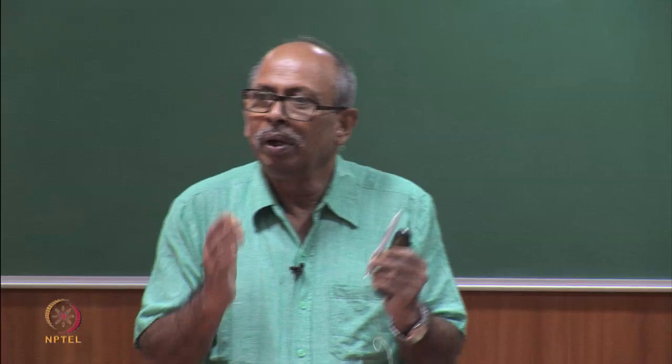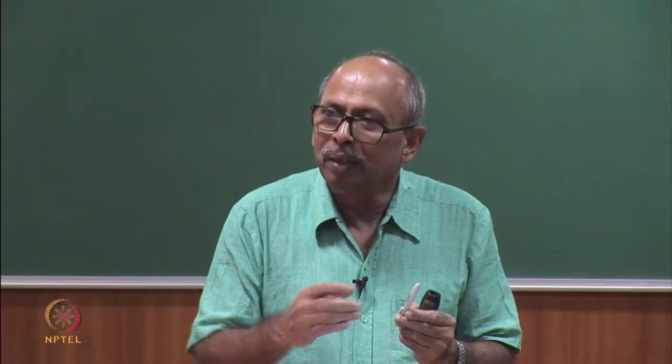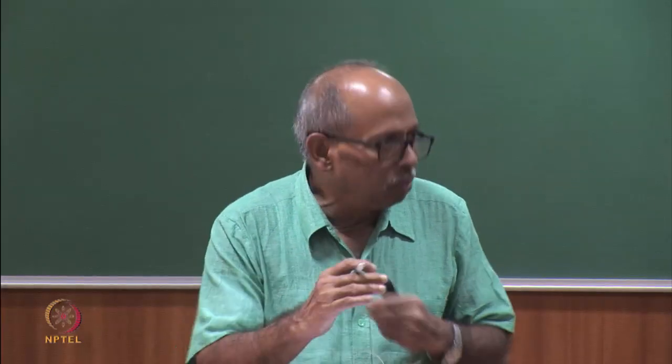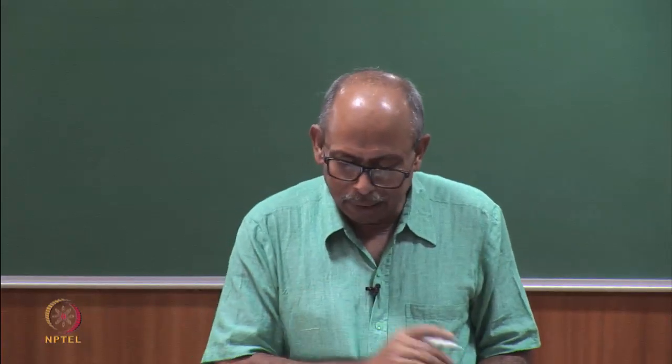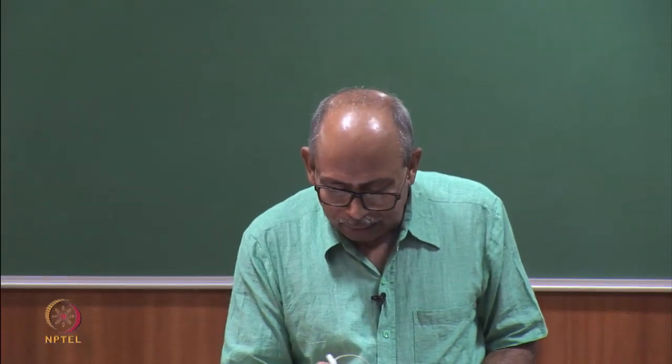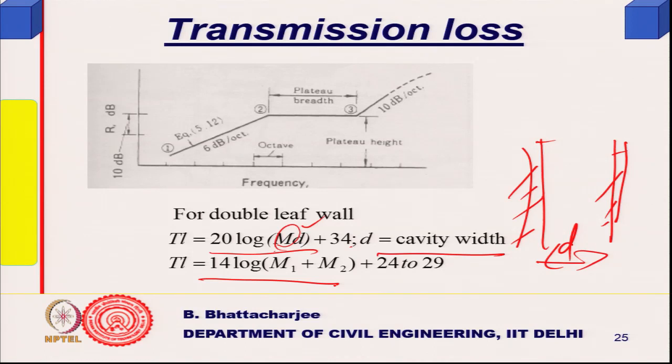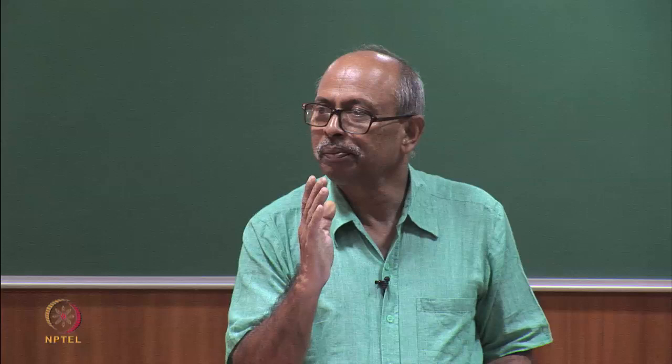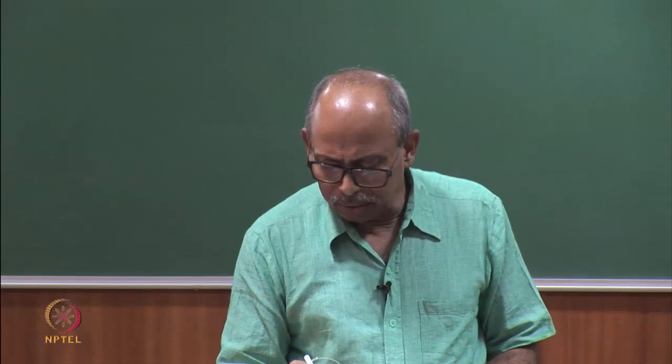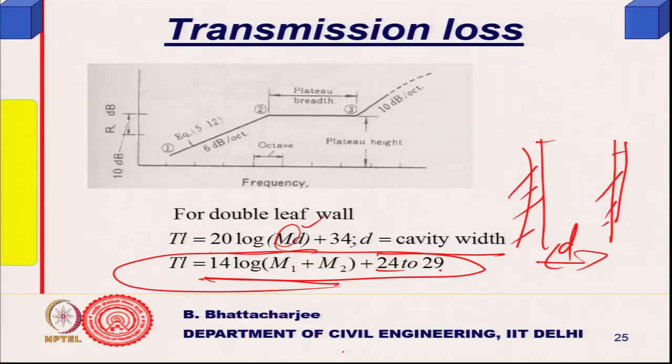What I can do is separate the same wall into two parts and put a cavity inside; it will increase this. This is another formula: transmission loss 14 log m1 plus m2 plus 24. This is average over all the frequencies, this is also average over all the frequencies. One can use 14 log m simply for a single leaf scenario, plus somewhere 24 to 29; it is an empirical equation.